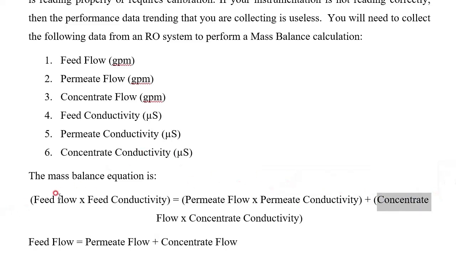So the only two things we are going to get from the feed are permeate and concentrate. So the amount of salt, or the mass in this, should be equal to the total mass of the permeate and the concentrate. So in general, we can write it as: feed flow should be equal to permeate flow plus concentrate flow.